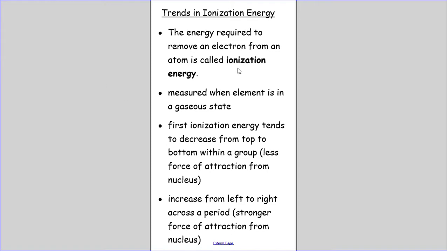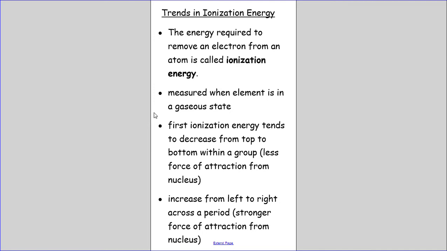Okay, so ionization energy, the energy required to remove an electron from an atom. How much energy is required to take an electron out of an atom? There are multiple ionization energies because we have multiple electrons that could be taken out of an atom. The closer it gets toward the nucleus, the more energy is going to be required. And you can have first, second, third ionization energies. For our purposes, we're really going to just focus on the trends for the first ionization energy.